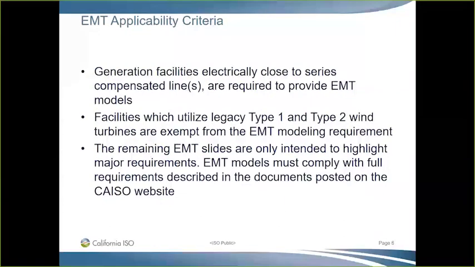Next page. Generating facilities electrically close to series compensator line are required to provide EMT model. Electrically close, what it means is, after, for example, 6 switching actions, this generator can be reduced to a series compensator transmission line, then it is required to provide the EMT model. So that's the criteria. Each PTO will have 6 specific examples, and depending on the PTO areas, they have different criteria.